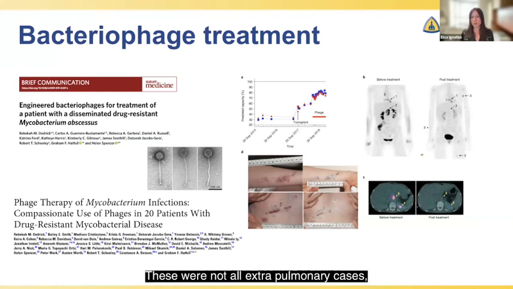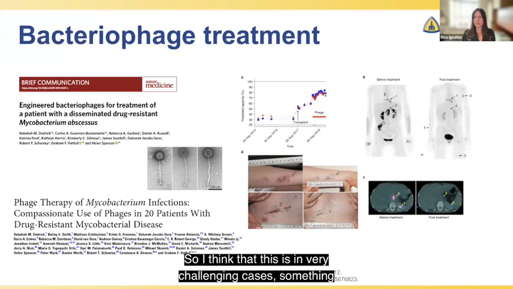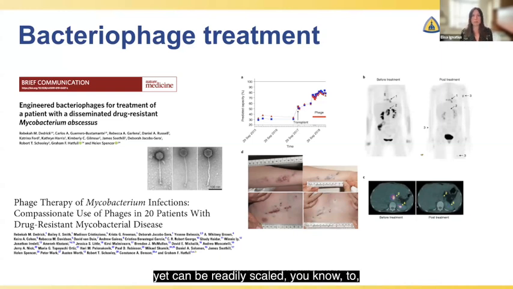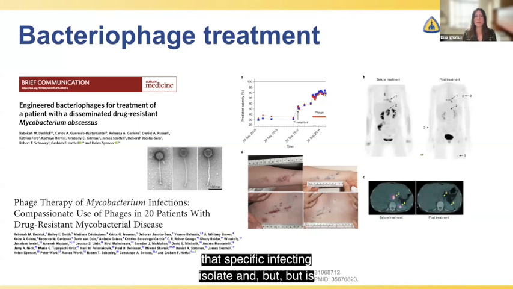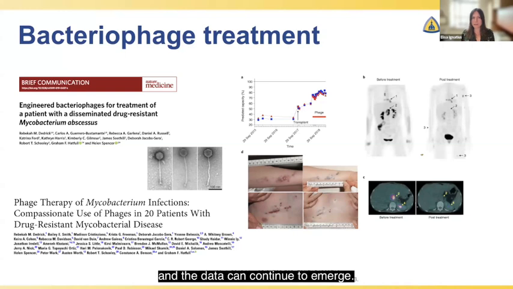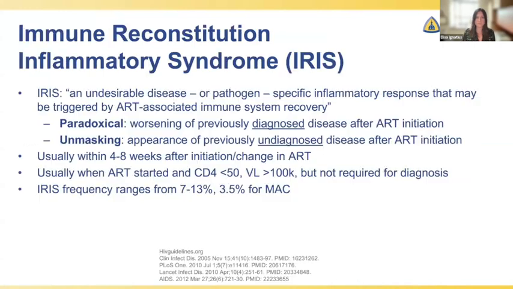These were not all extrapulmonary cases, but a number of them were. So I think that this is, in very challenging cases, something that some clinicians are reaching for. Unfortunately, it's not a technology that as of yet can be readily scaled to be accessible to everyone. It takes quite a bit of work and time to find a match for that specific infecting isolate. But it is nonetheless something that is out there, and the data can continue to emerge.